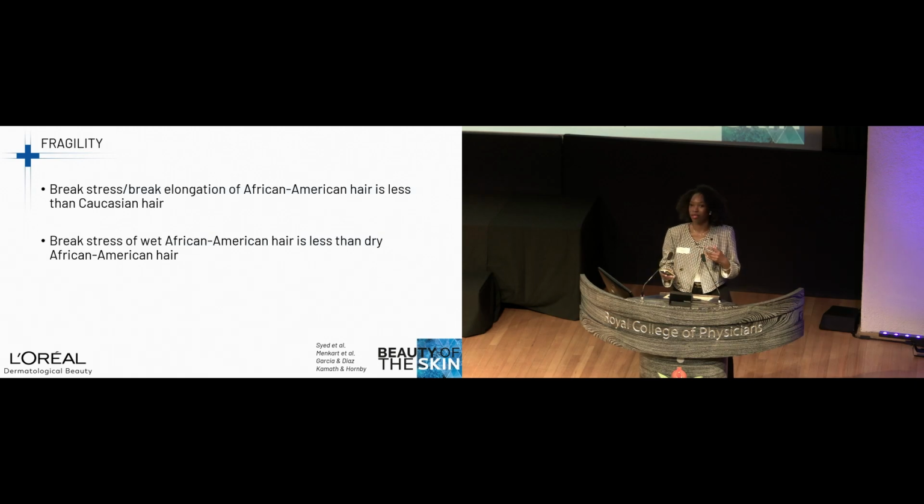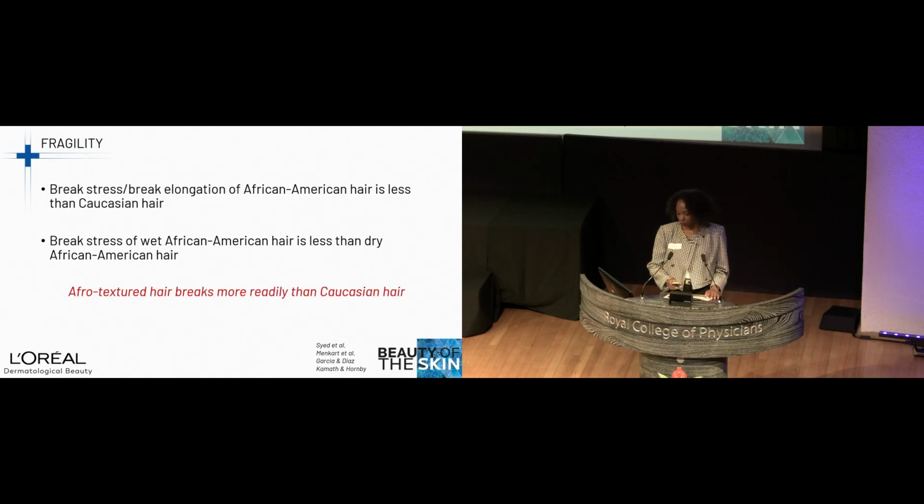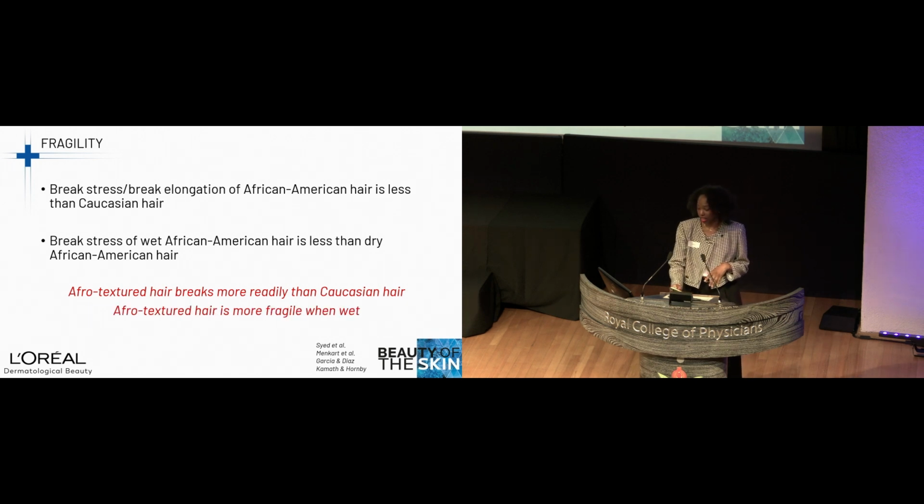It's also very fragile. So the break stress and break elongation are measures of how easy it is to break something. Break stress and break elongation of African American hair is less than that of Caucasian hair, and the break stress of wet African American hair is less than that of dry African American hair, which means Afro-Textured hair breaks more readily than Caucasian hair, and it breaks easier when it is wet. It's more fragile when it is wet.